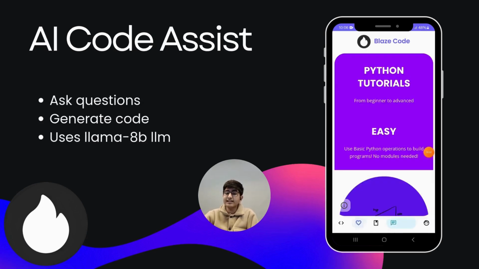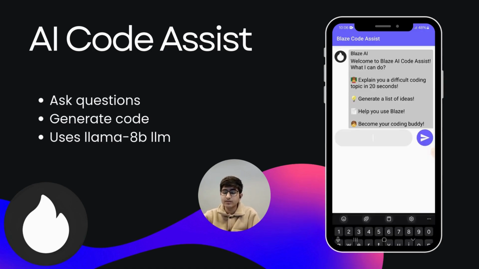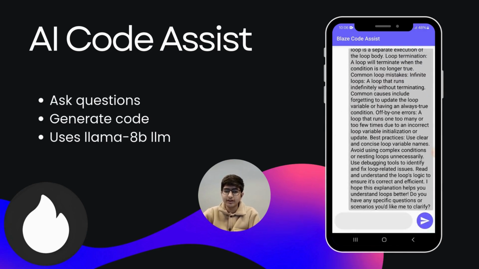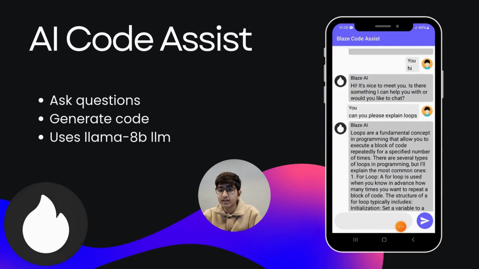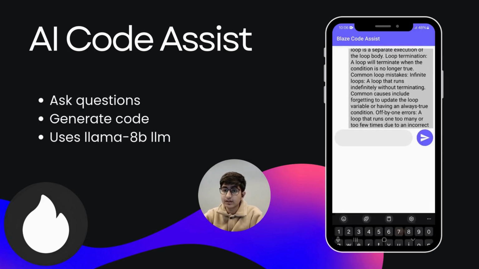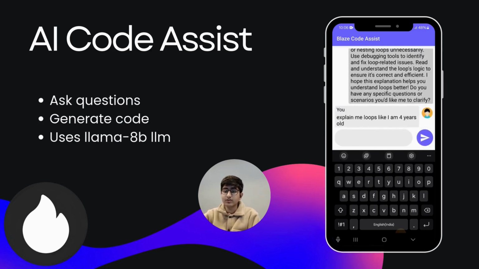Now, it has a very useful feature called AI Code Assist. The AI Code Assist uses a Llama 8 billion parameter model in the background. So you can ask questions related to coding, you can generate code. The possibilities are endless. As you can see, I am asking it to explain loops to me and it is giving very detailed answers. It is an 8 billion parameter model and it's hosted on the cloud so that its processing is very fast.